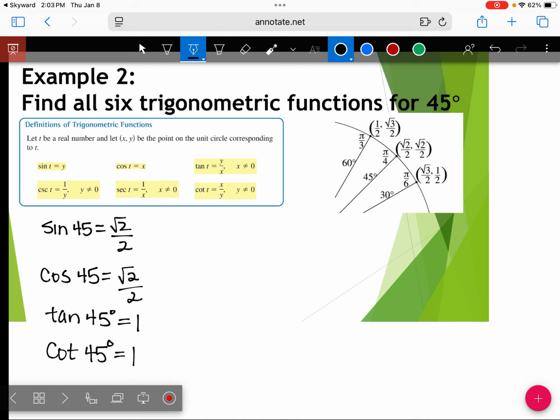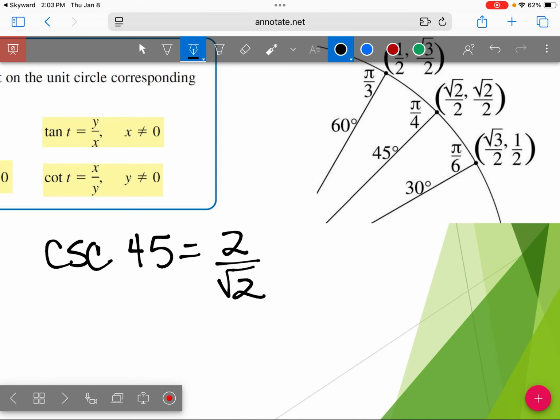So now let's do secant. Or not secant, let's do cosecant. Cosecant of 45 degrees is 2 over root 2. But we have a problem. The problem is we cannot leave a radical in our denominator. So I'm going to multiply this by the radical, which gives me 2 root 2 over 2.